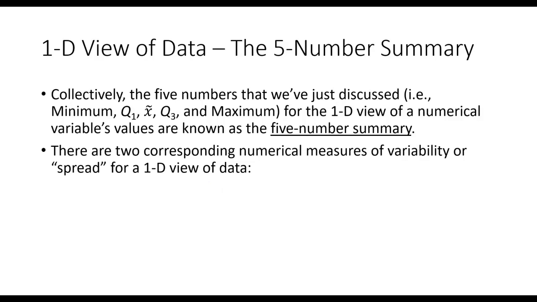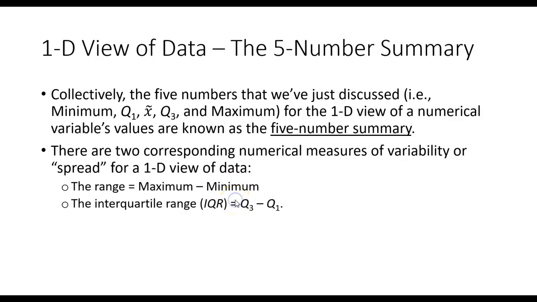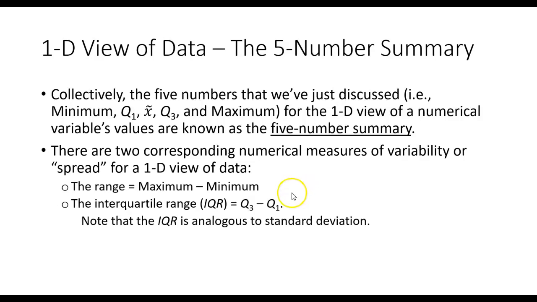There are two corresponding numerical measures of variability or spread for a one-dimensional view of data. First is the range, which is equal to the maximum minus the minimum data values. And then there is also the interquartile range, or IQR, which is equal to the third quartile minus the first quartile. Note that the interquartile range is analogous to the standard deviation.